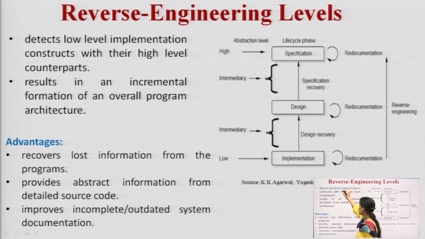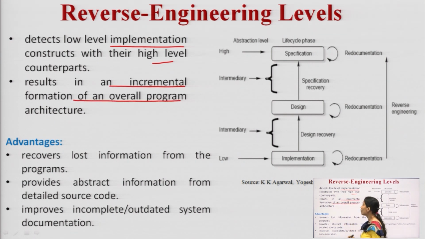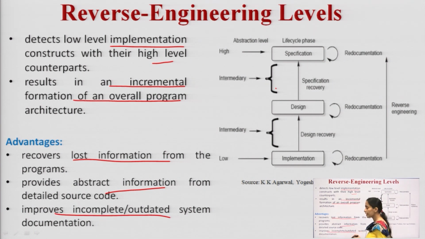So, it connects the low level implementation with the high level counterparts, and it results in an incremental formation of the overall program architecture. This shows the different levels of reverse engineering. The major advantages are that it recovers the lost information from the programs and it provides abstract information. Moreover, it improves incomplete or outdated system documentation.